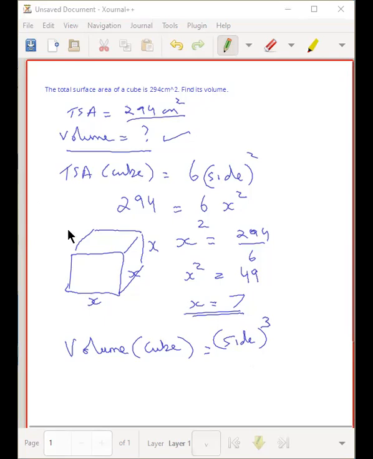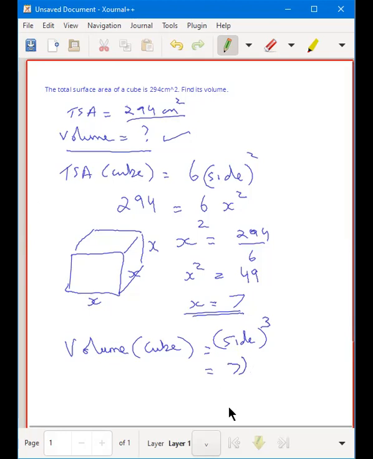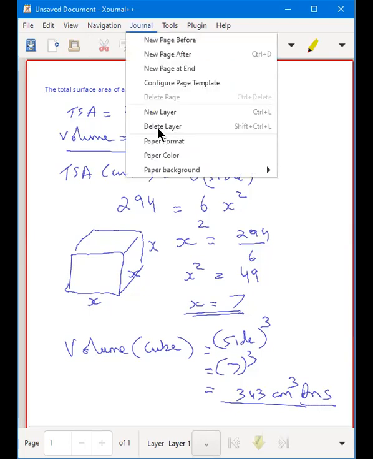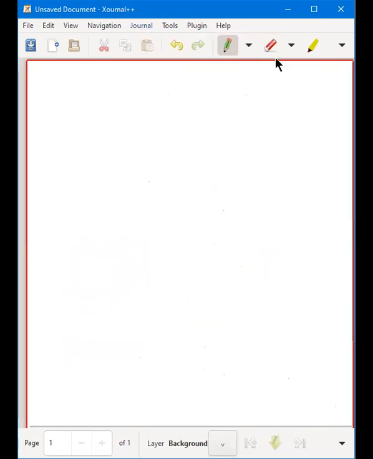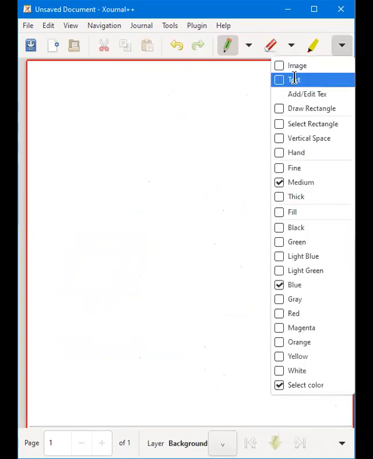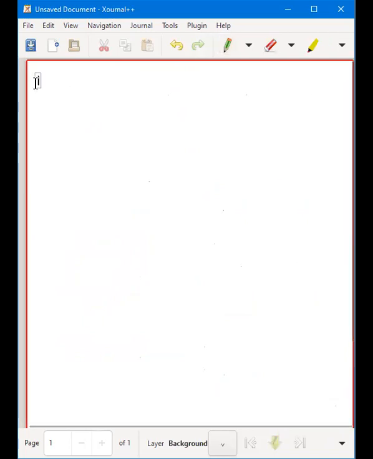Yes. Now tell me, so what is the side over here? 7 cube. What is the answer? What is 7 cube equal to? 243. What will be the unit? Centimeter cube. Sorry, cube centimeter. Centimeter cube. Okay. Please remember the formulas, revise what we do in the previous classes. Otherwise, it will become very difficult for you to proceed and solve these questions.